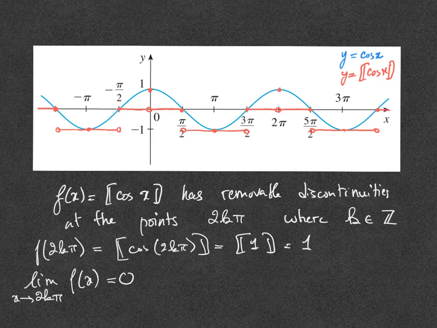So notice that the other discontinuities of the function f that occur at each odd multiple of pi over 2, as we can see here, are not removable discontinuities, but they are jump discontinuities.